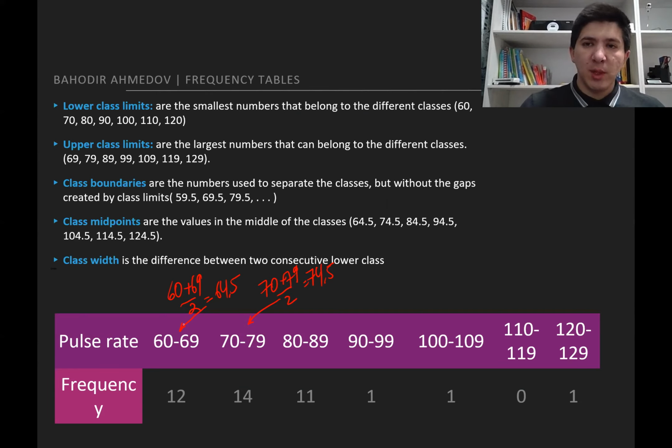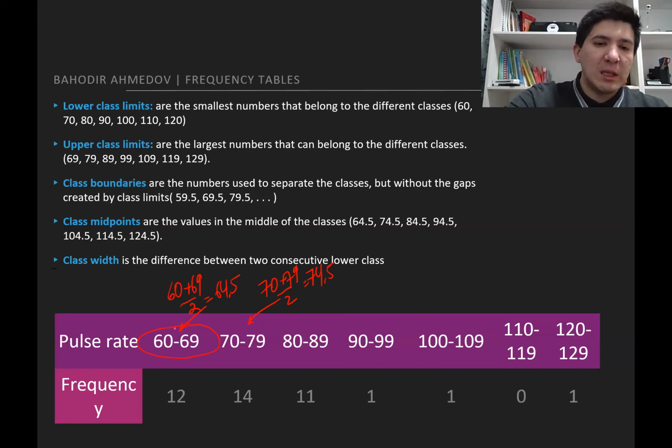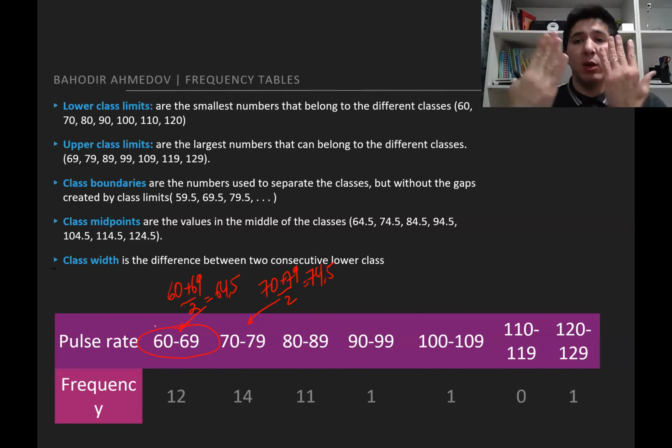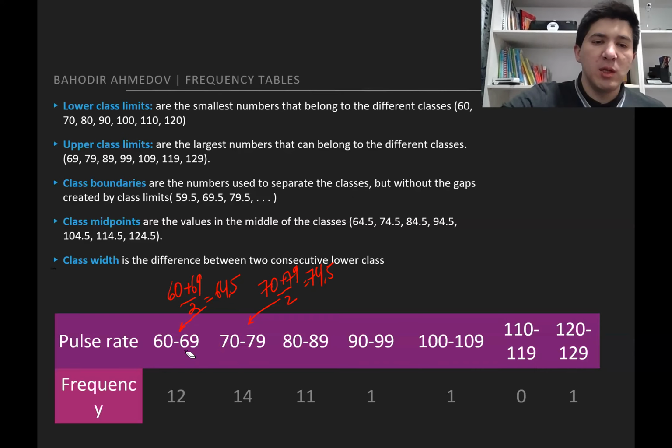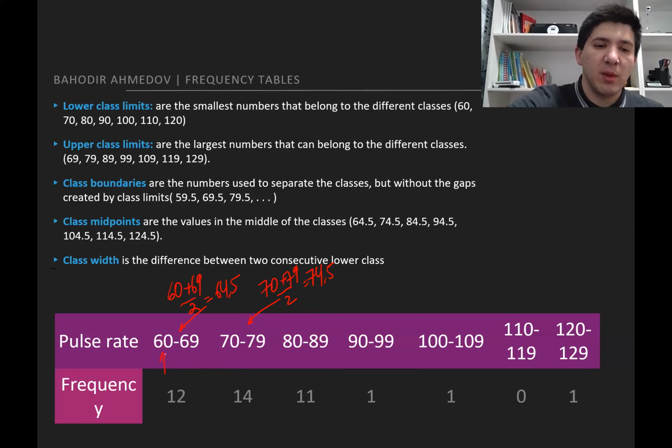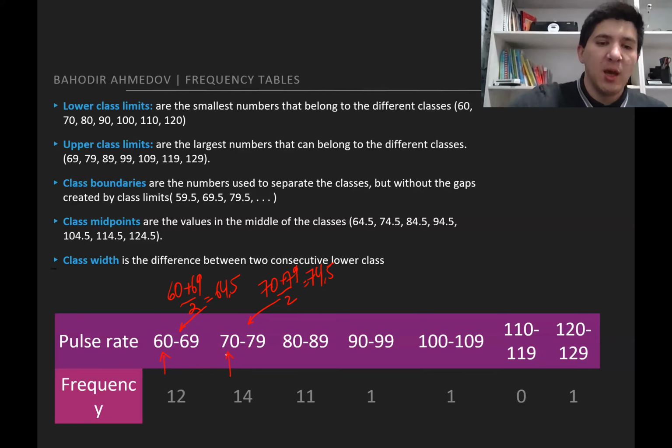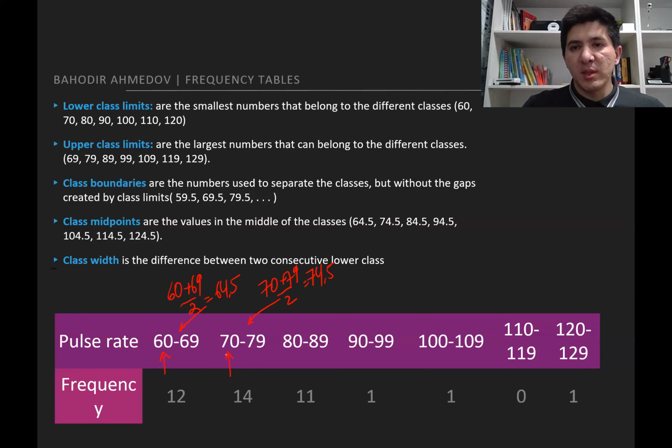So the class width is the difference between the 2 consecutive lower class limits. So for example, here, the class width is not the difference between the upper class limit and the lower class limit. In this case, the class width is going to be the difference between the two consecutive lower class limits. For example, I've got the two classes. For them, the two lower class limits are 60 and 70. Their difference is 10.